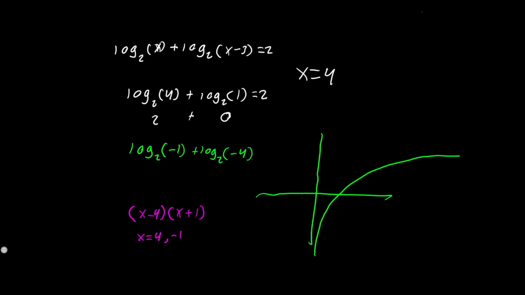And they never touch the negative axis unless they're shifted to the left or right. But since we have x minus 3, it is more commonly shifted to the right. So we basically say that x does not equal negative 1.